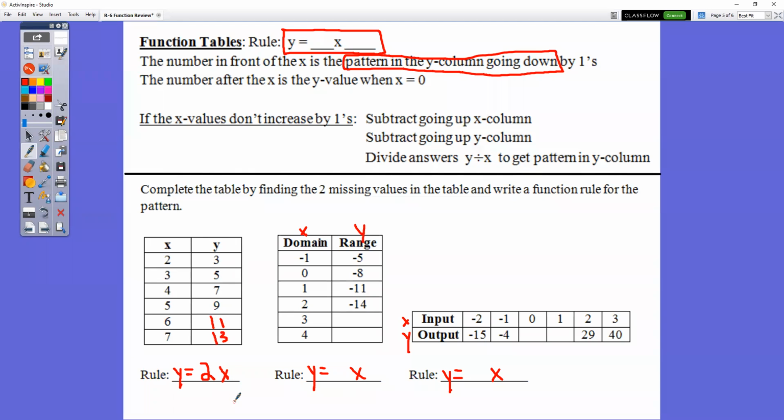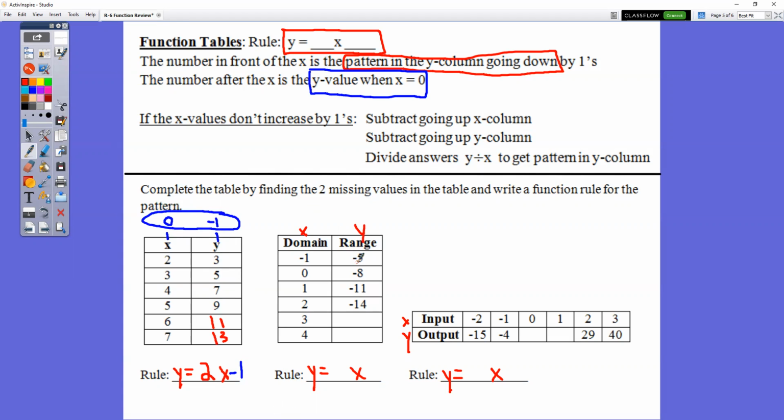11 plus 2 is 13. Now, the last thing that we need to do is come up with our plus or minus. The way that we get our plus or minus is it is the y value when x equals 0. Sometimes, like in this one, I'm going to have to extend my table. Going down the y column, I was adding by 2, so subtracting by 2 going up the y column. 3 minus 2 is 1. So when x equals 1, y is 1. Subtracting by 2 again, when x equals 0, y equals -1. So I'm going to have a -1 here.